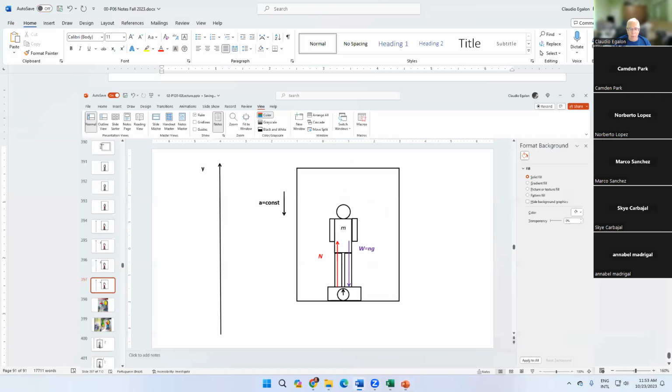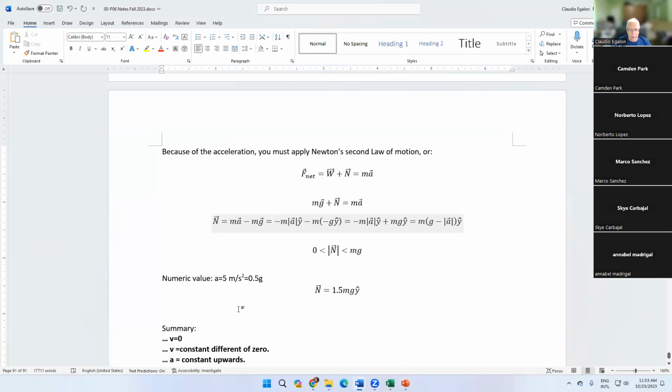And note one very important thing. Numeric value, let's say 5 meters per second squared downwards. What's going to be your normal? Your normal is going to be half your weight. You're going to feel half. You're going to feel lighter, just as though you're on the surface of the moon. You'll be able to jump higher because the perceived acceleration of gravity is going to be less.